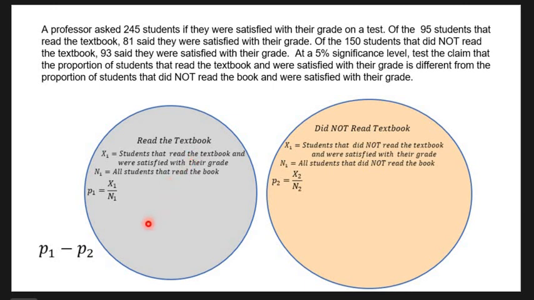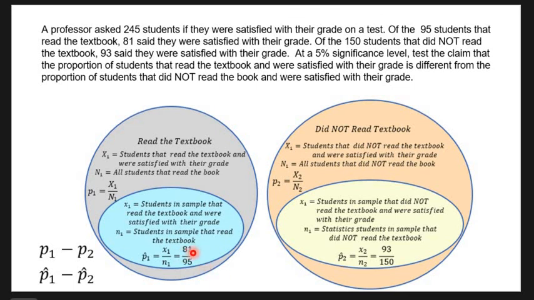We get two proportions. P1 is the proportion of those that read the textbook that were satisfied with their grade, and P2 is the proportion of those that did not read the textbook that were satisfied with their grade. And we're concerned with the parameter P1 minus P2, the difference in those proportions. We're going to use two samples, one from each population, the samples from the professor, to try to estimate about the population of all students that read the book versus all students that do not.